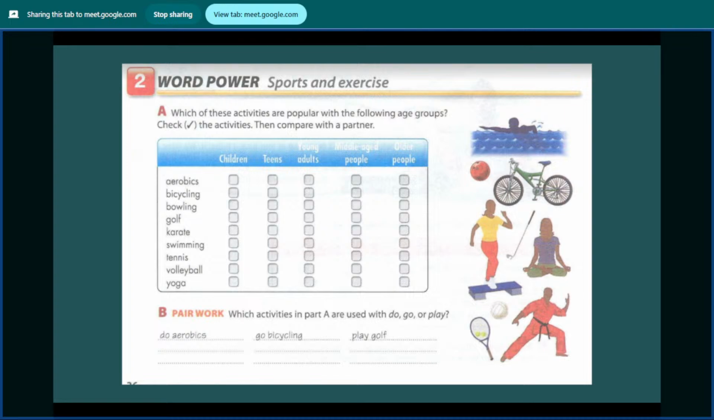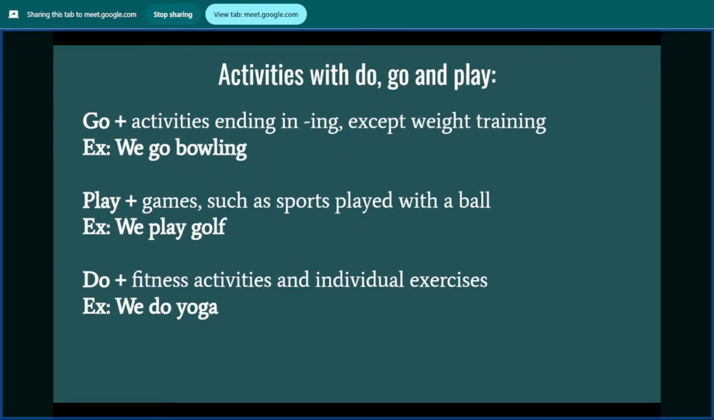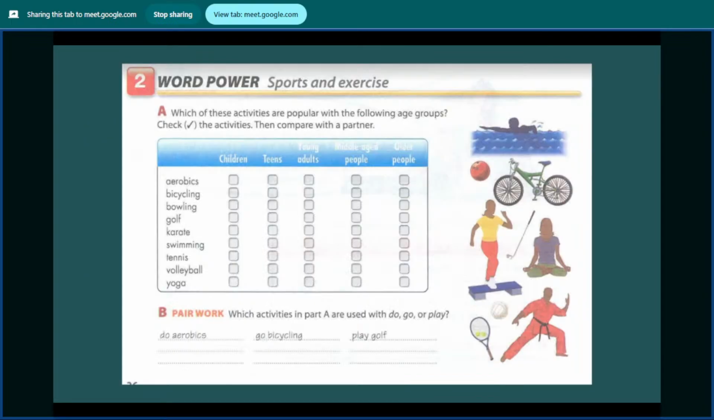The next rule that we have over here with these sports and activities, how do we use the words do, go, and play? Okay, so most of the activities which are your physical activities or individual exercises, you will use do with them. Okay, for example, yoga, you will say I do yoga every day, or he does yoga every day, because yoga is a fitness activity plus it is an individual exercise as well. Okay, so with aerobics you will use do again.